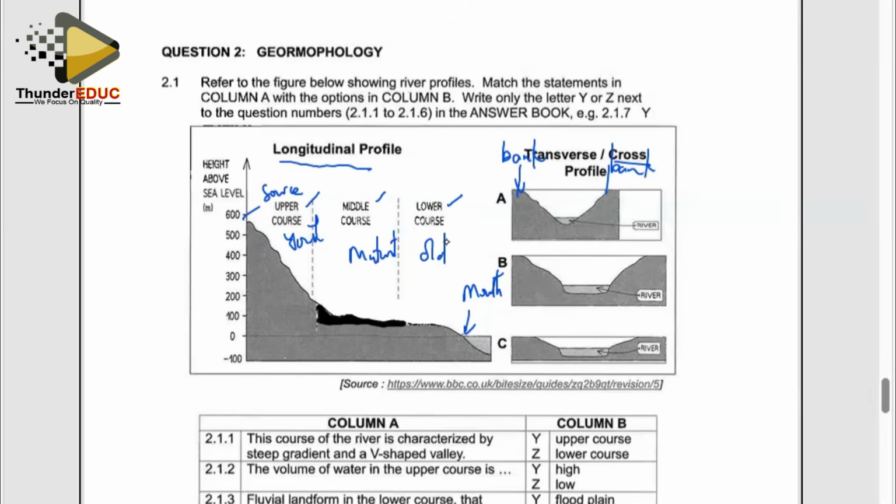So we can see that at A, this river has a V-shaped valley, and the volume of water is minimal. And you can see that the same river is now wider at B, and the volume of water has increased. And as it goes towards C, this river is now very wide and shallow, and the volume of water is now more. That's basically the cross profile.